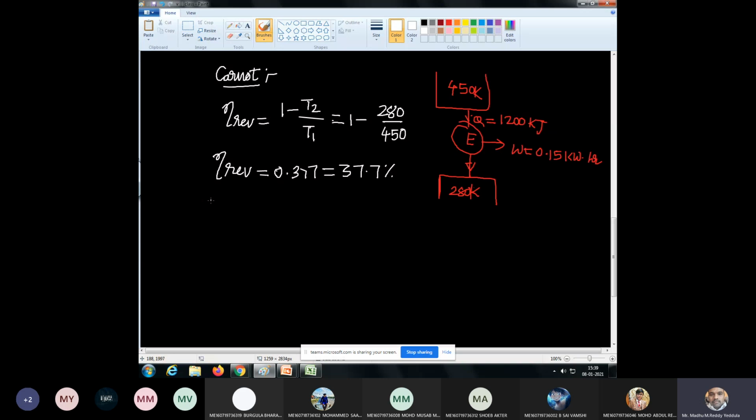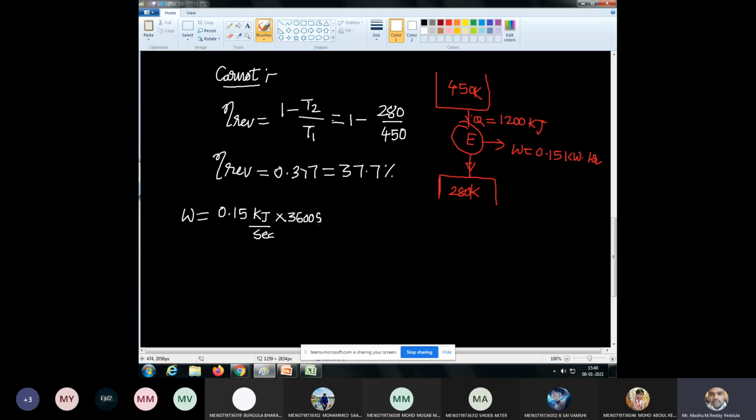Now we will calculate the work done by using this heat and everything, right? So first we will convert the units. Work is given as 0.15 kilowatt hour. So we'll convert to kilojoules, right? Kilowatt means kilojoule per second, and an hour is 3600 seconds.